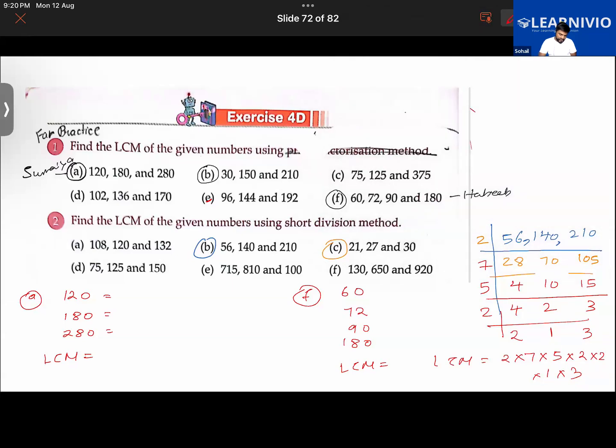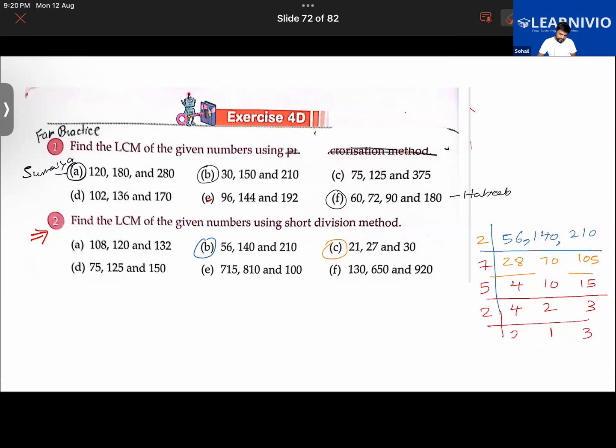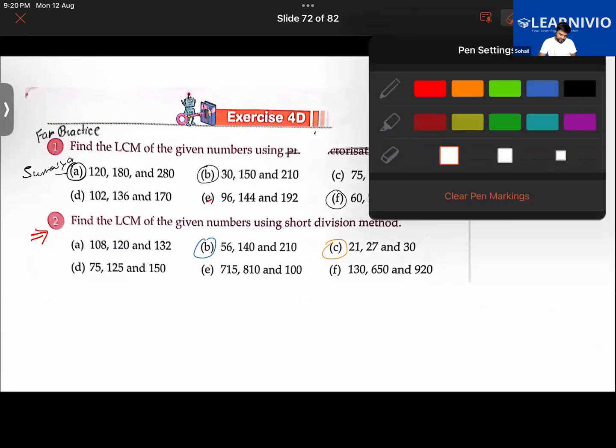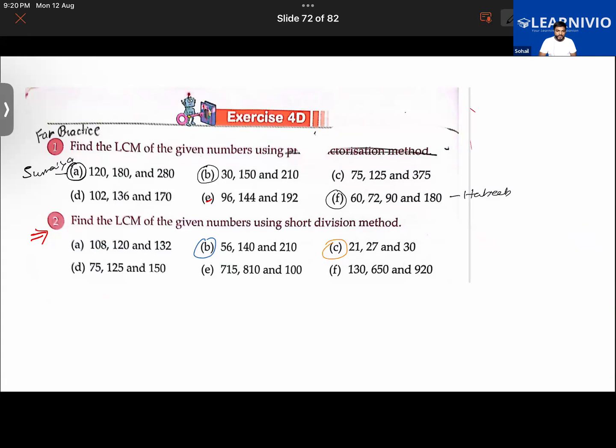So coming to the question assigned to you. Right now we are switching to question number 2, Sumaya and Habib. Okay. So what answer have you got, Habib, for question number 6? 126. Okay. So it's 21, 27, and 30.